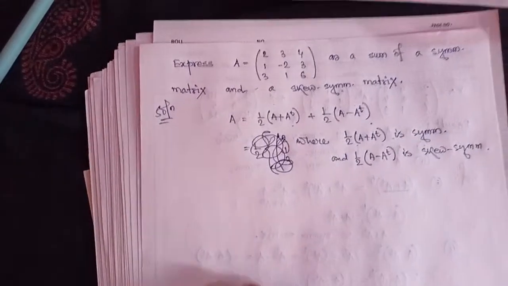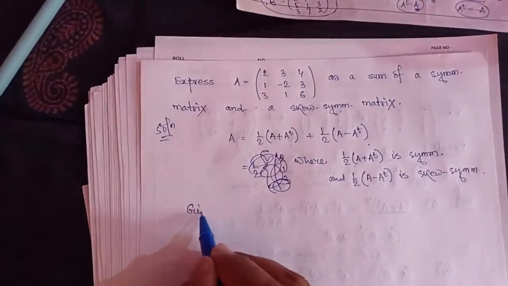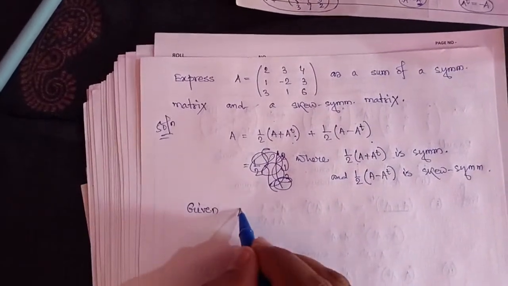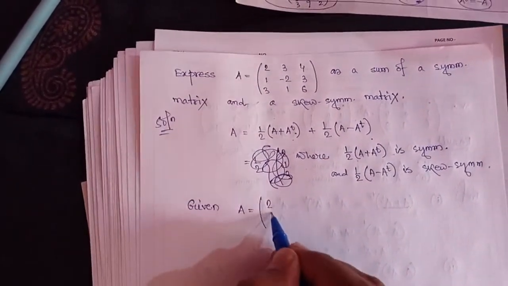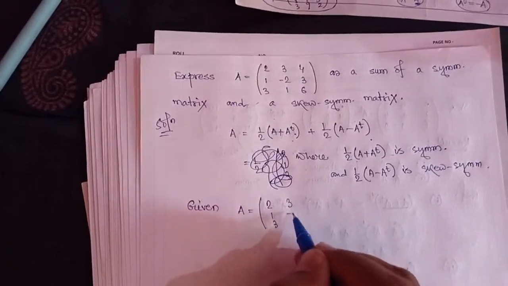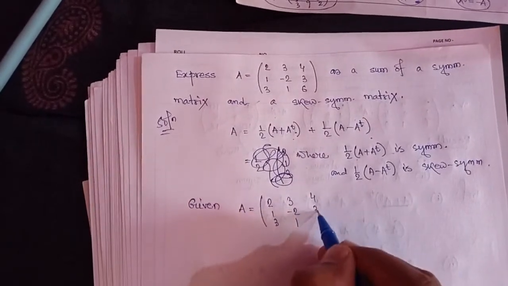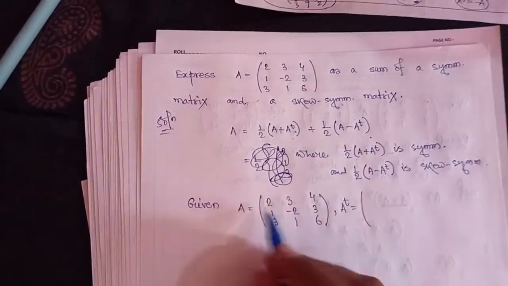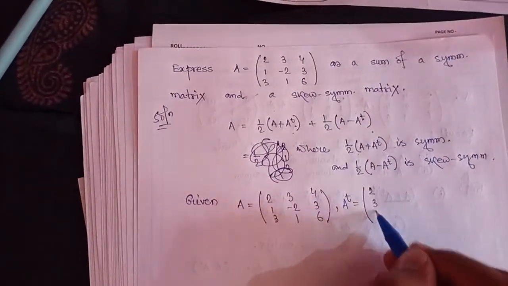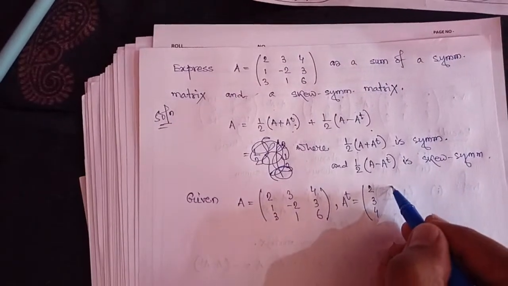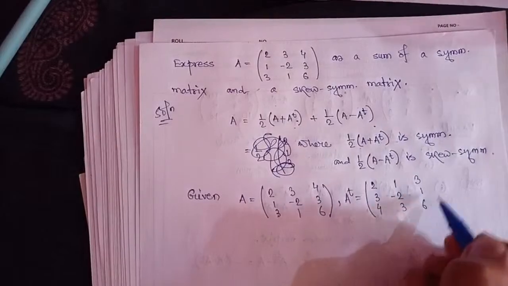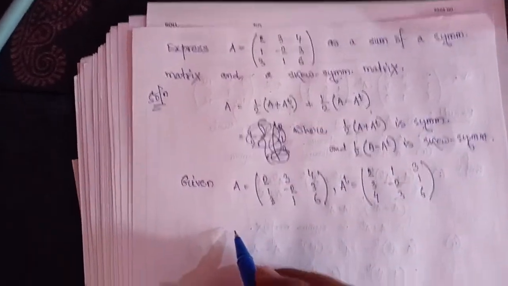Okay, so given, let's calculate half of (A plus Aᵀ) and half of (A minus Aᵀ). Given A equals [2, 1, 3; 3, -2, 1; 4, 3, 6], then Aᵀ will be the transpose of this matrix: the first row becomes the first column, 2, 3, 4; then 1, -2, 3; and 3, 1, 6. Let's calculate A plus Aᵀ because we need it.